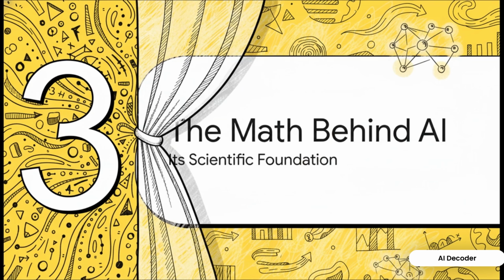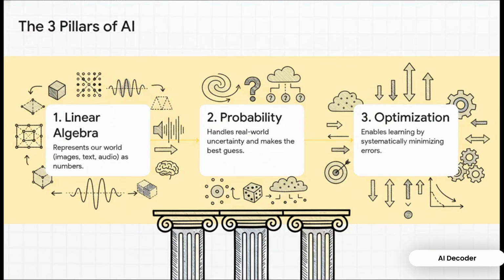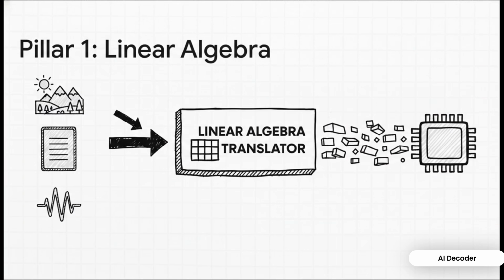It's math. Yep, just math. Incredibly complicated, massive-scale math for sure, but still math. So let's pull back the curtain a little bit. All of modern AI really stands on the shoulders of three giants, three main fields of mathematics. Think of these as the three pillars that hold up the entire structure. Pillar number one is linear algebra.